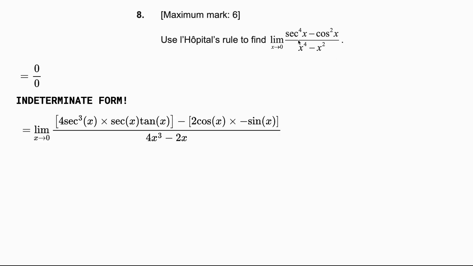So we use the chain rule to differentiate secant to the 4 of x. So we bring the 4 down, we subtract 1 from the power, and we multiply it by the derivative of secant of x, which is secant of x tan of x.